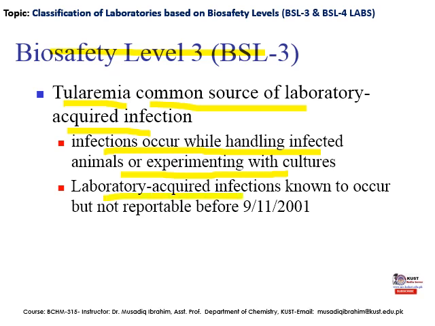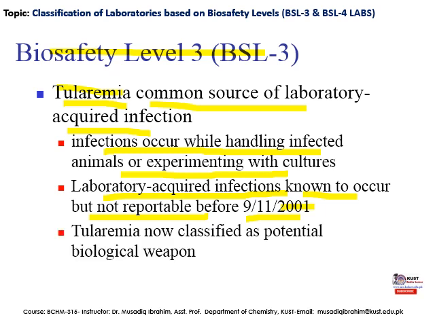and laboratory-acquired infections were known to occur but were not reportable before 9/11/2001. So after 2001, the tularemia infections were being reported, and now tularemia is classified as a potential biological weapon. So it means that in some cases it has been observed that a microbial or biological agent has been transferred from one place to another, so that the people in that place may get infected and even get killed. So that's why it is now termed a biological weapon.